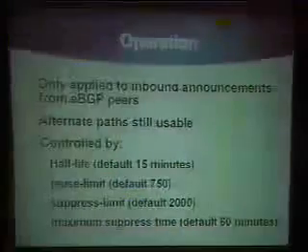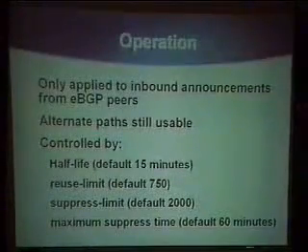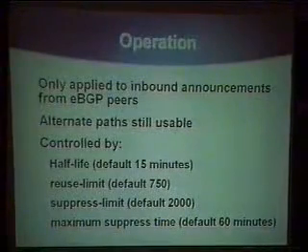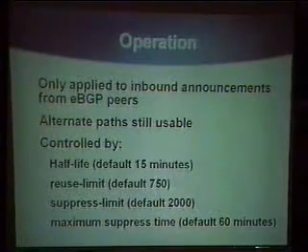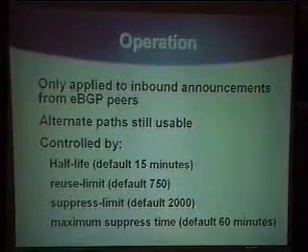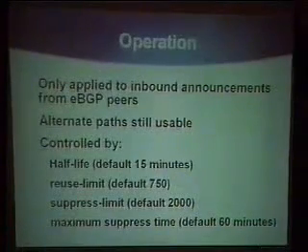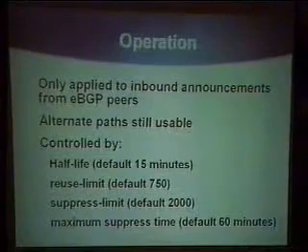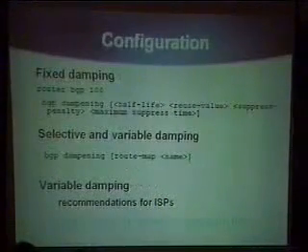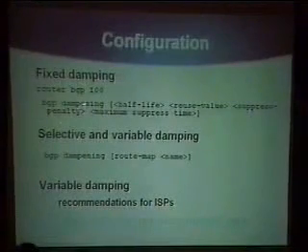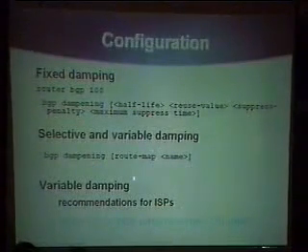So, right. I suppose an important point to note here is flap damping only applies to the path that is flapping. Some people think, well, if I switch it on, that means it will cut me off from everything. It only affects the path that is flapping. And it only applies to eBGP peers. It doesn't apply to iBGP. It would be a bit silly if it was in your internal network. Well, the defaults are there. You can do fixed damping, configured like that, or you can set up selective damping based on a route map.